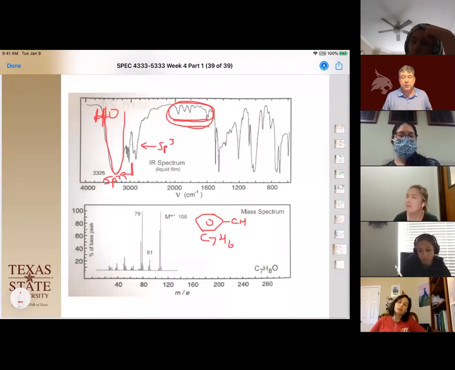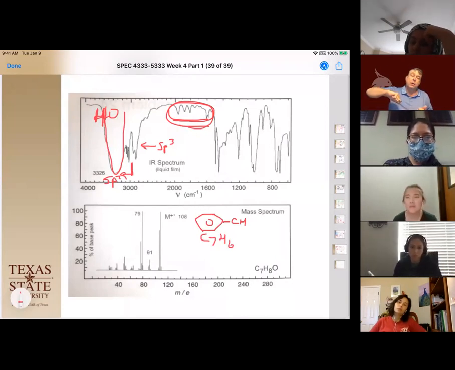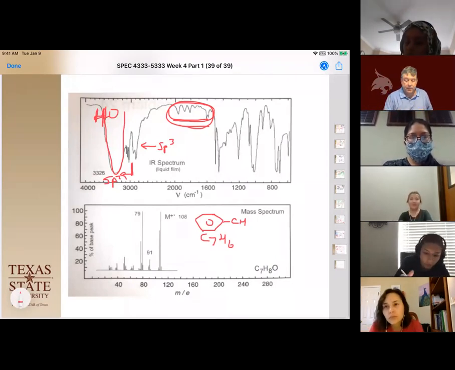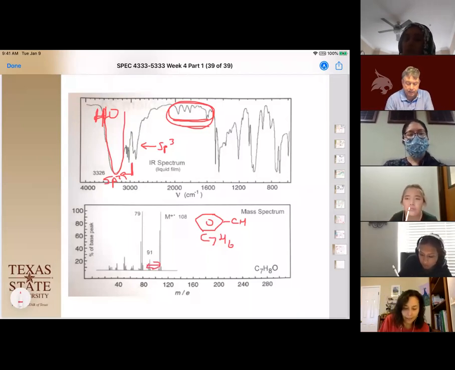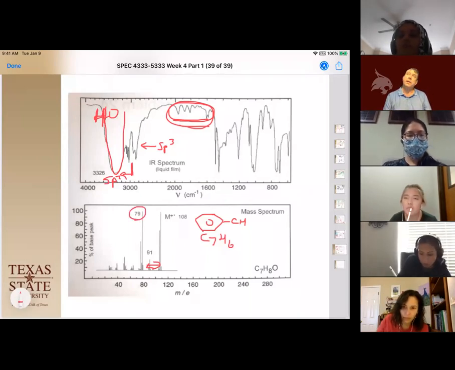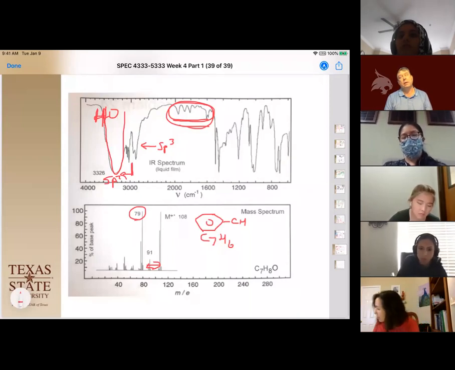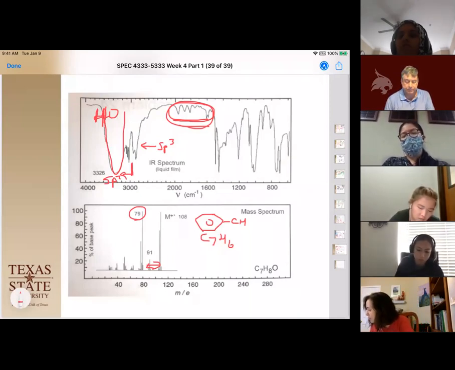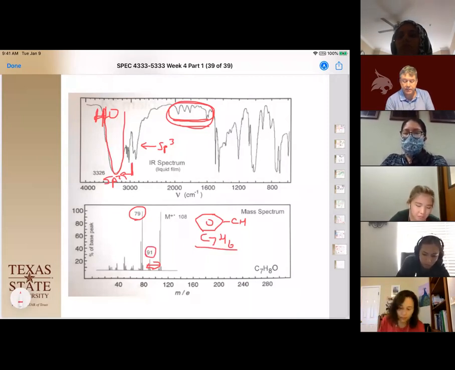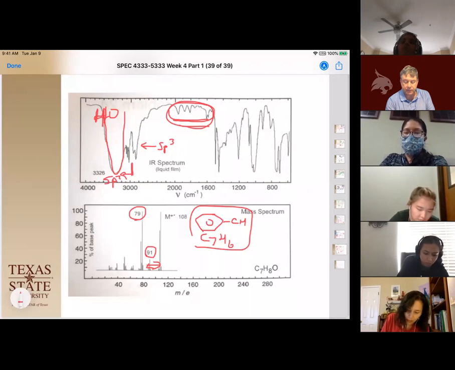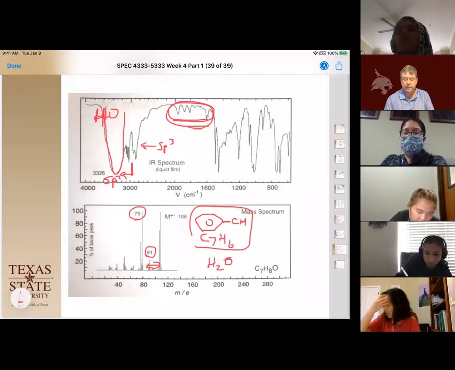So we might want to probably look for a water loss. Okay. So water's 18. So that's pretty close to this gap here. 79. That's not a really common peak. 77 is benzene. Right? That's an unusual one. But the 91's telling us probably. So once we have this as this major fragment, the only thing we're missing is 2 hydrogens and an oxygen.